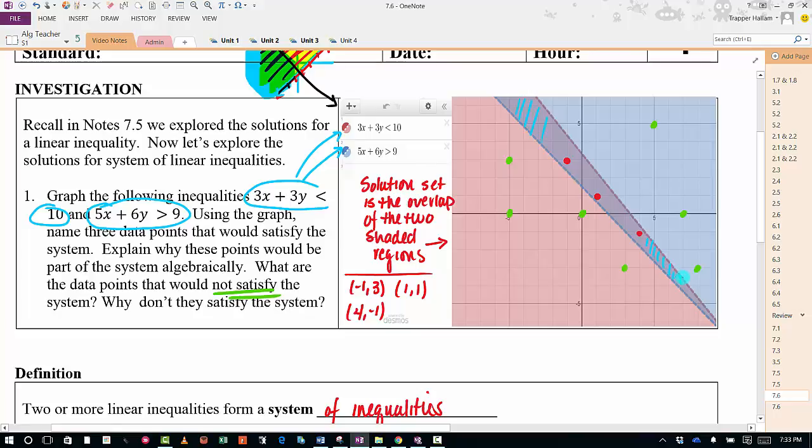Well, if you wanted to check a solution set, you could pick any point here, and you can see I've picked a few right here. There's a couple of points. We'd plug those points in for both of these inequalities, and if they were true for both, then it is a solution. So let's go ahead and do that.